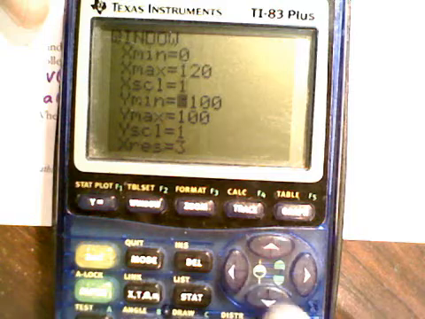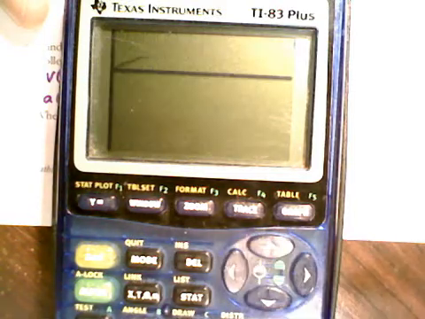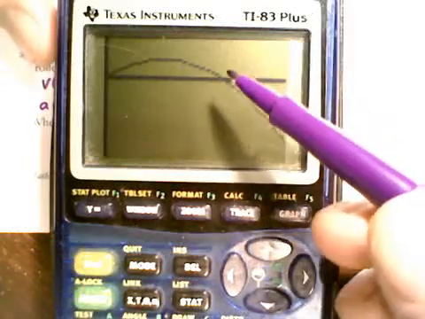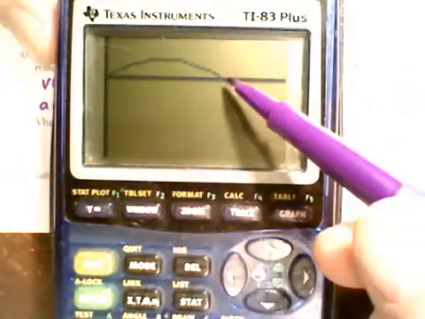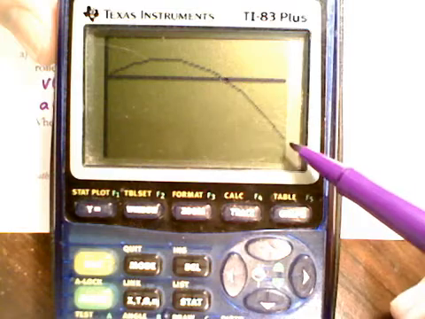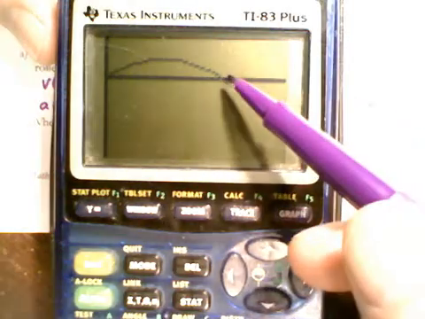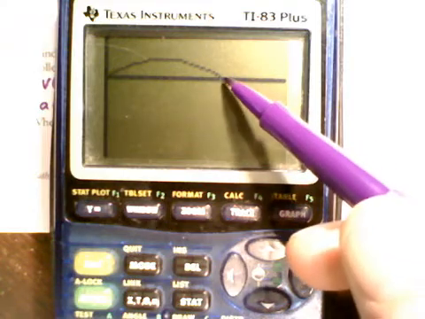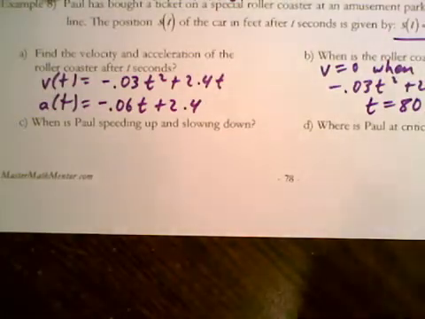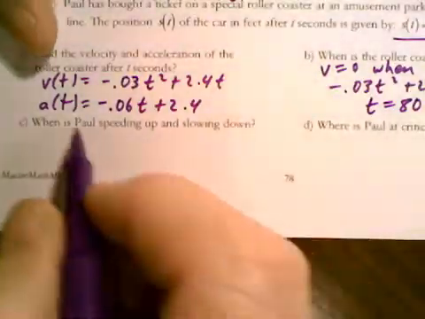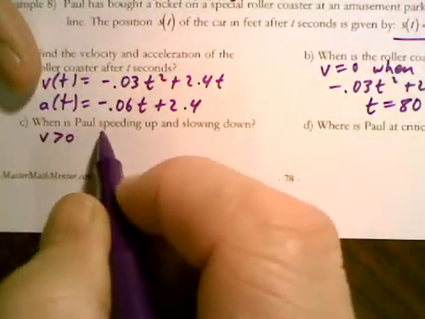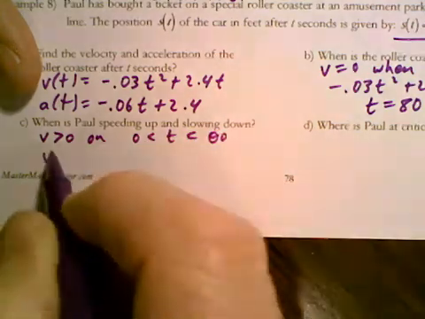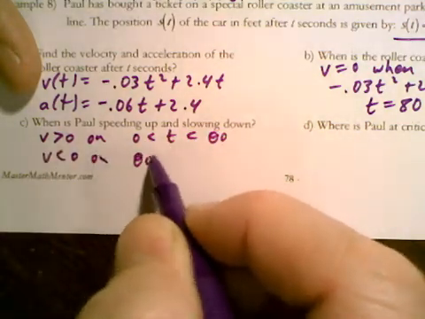Okay, so maybe a little bit lower, so negative 200. So basically, there we go. This is the graph of the velocity. The velocity is positive between 0 and 80, and it's negative from 80 to 120. So in other words, at the 80-second mark, this guy in the roller coaster stopped and then started going back to the left. The roller coaster moves in a straight line. Paul is speeding up, so the velocity is positive on 0 to 80, and the velocity is negative on 80 to 120.